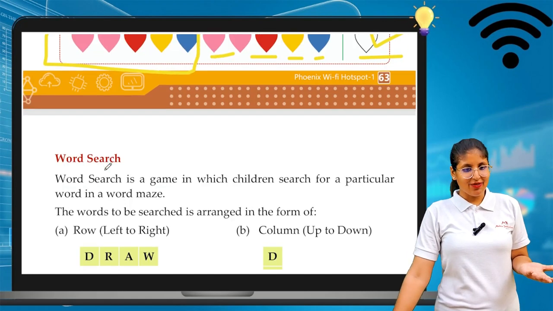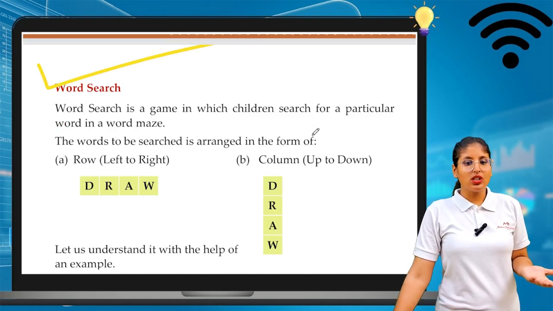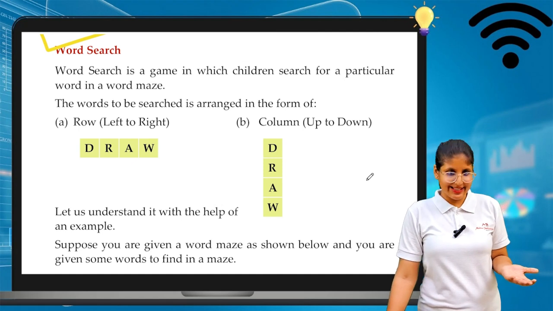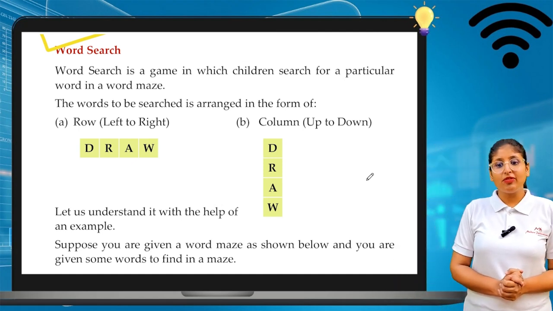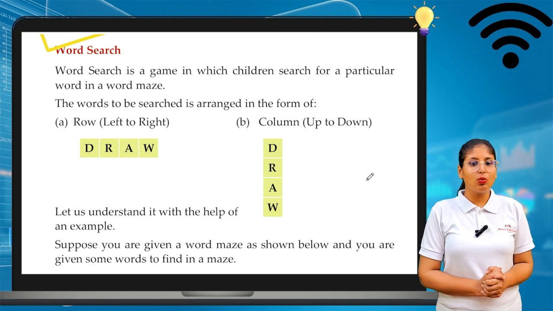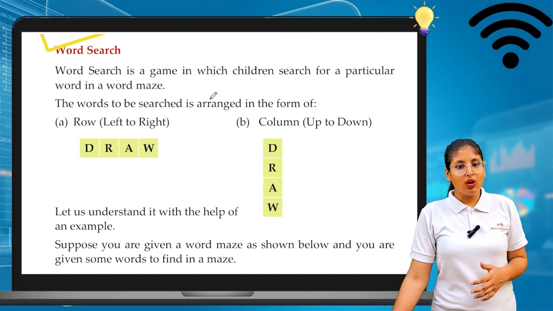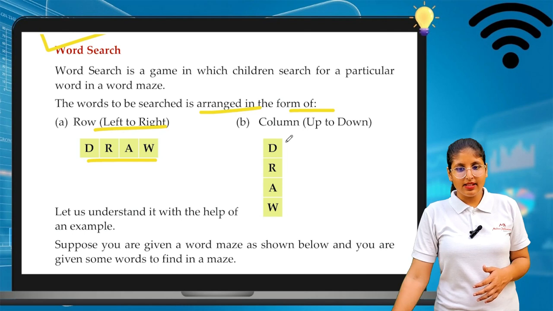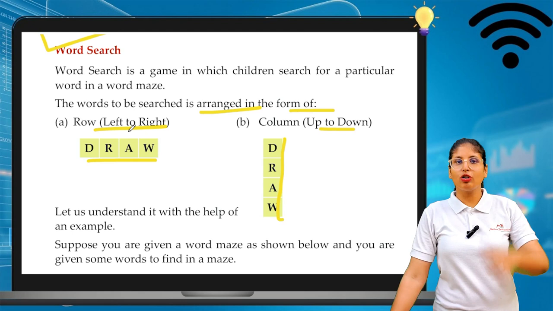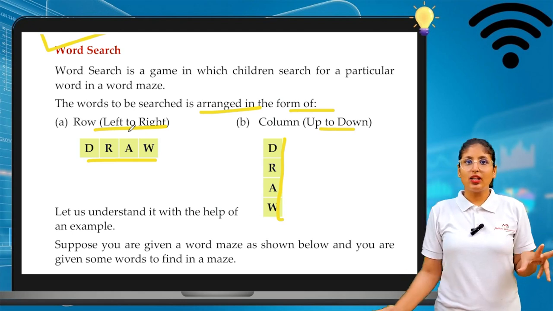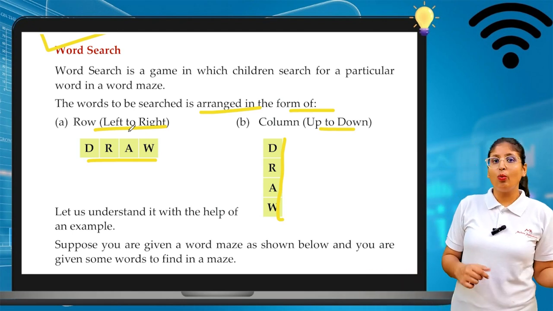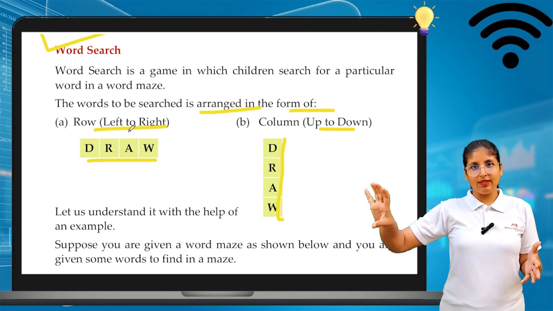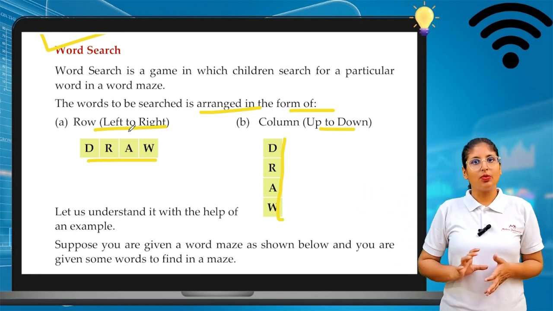That's very great. Now we will move on. Word search. What's a word search? Word search is a game in which children search for a particular word in a word maze. The word to be searched is arranged in a form like this, a row from left to right. This is a row. This is a column, from up to down. So the column should be in up to down position and the row should be left to right. These are the two things. You can know what is a row, what is a column.